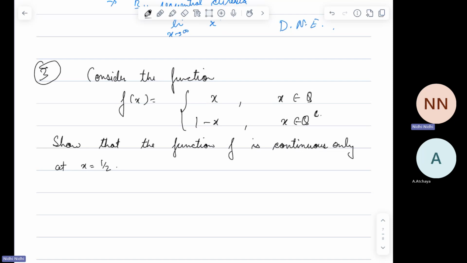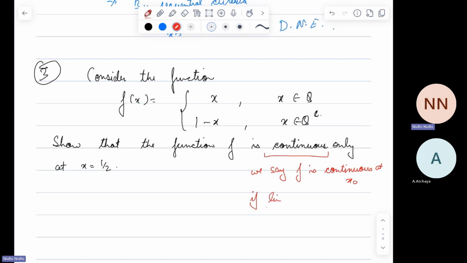So for continuity, we all know that in this case the limit should be equal to the value. So basically we say a function f is continuous at some x naught if limit x tending to x naught f(x) is equal to f(x naught).